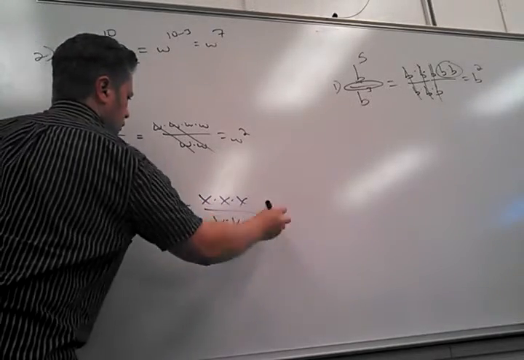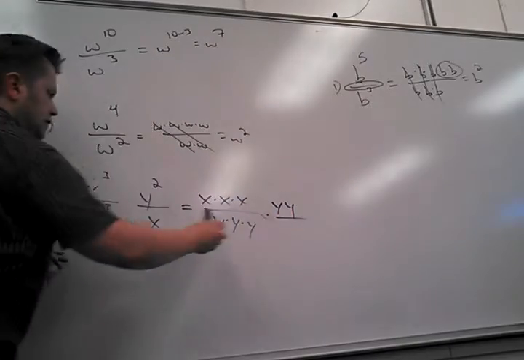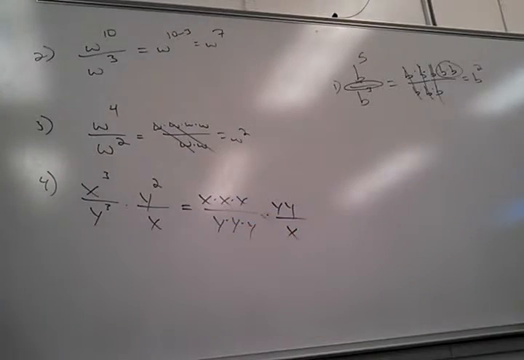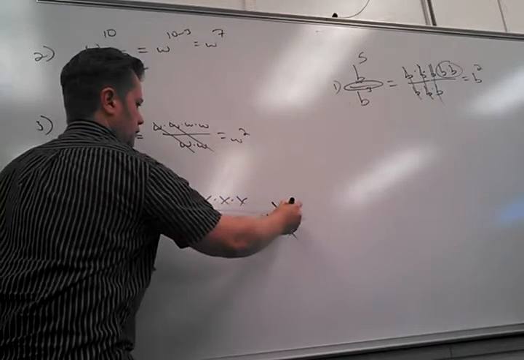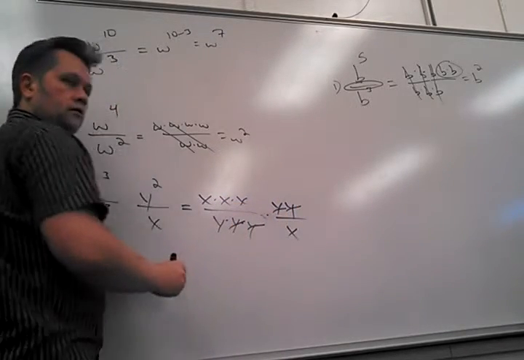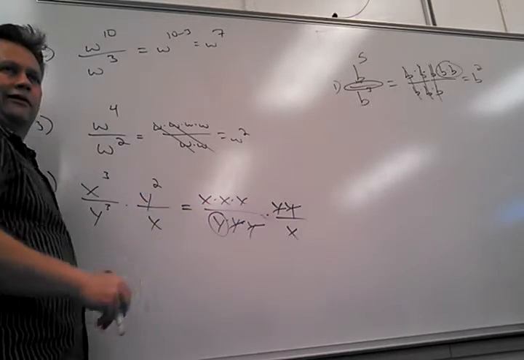How many x's can I cancel? 1, because this guy's only got 1. So if I cancel 1 x, there's no more x's left to kill. Right? So how many x's? 2 x's. So it'll be x to the power 2, x squared over 1.